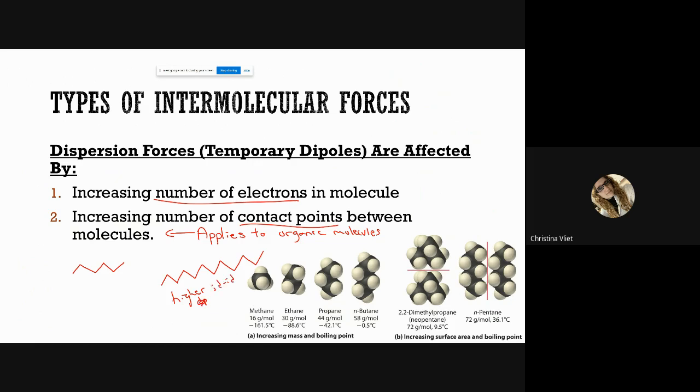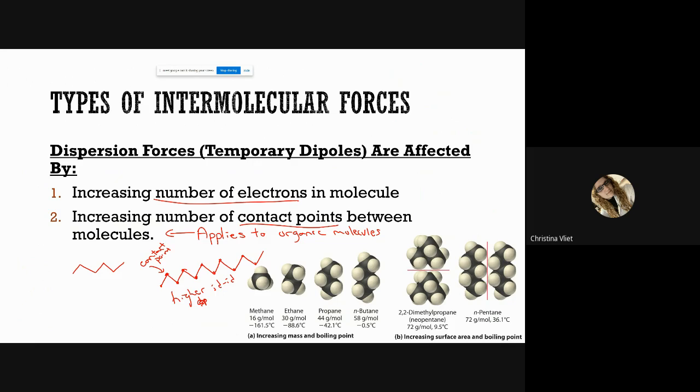Because there's more carbons that are connecting. Each of these carbons are viewed as a contact. So anytime one part of the molecule can interact with another part of another molecule, we call that a contact point. So basically, the larger the molecule, the more spread out it is, the more contact points it has, the higher the dispersion forces.